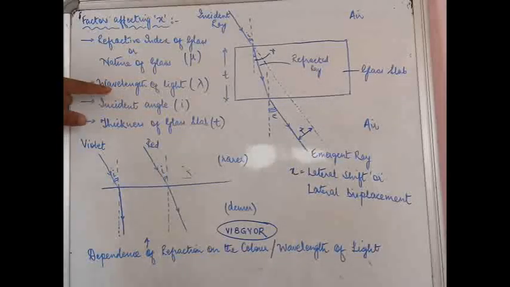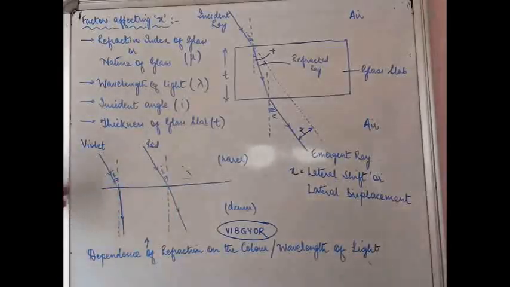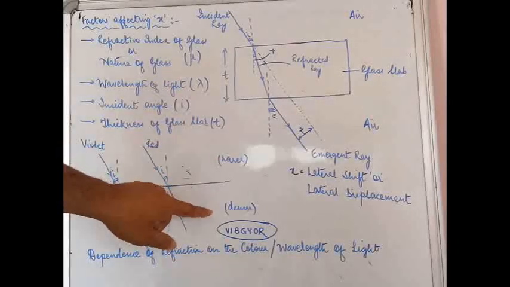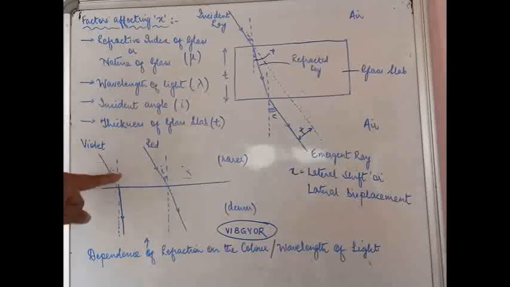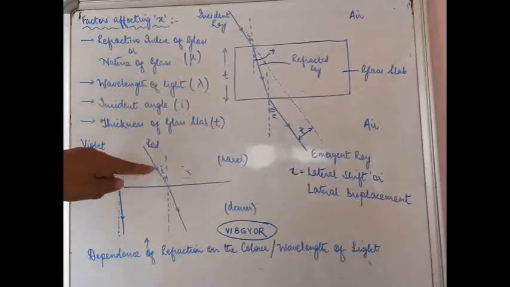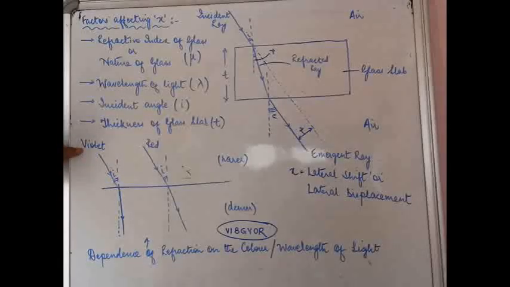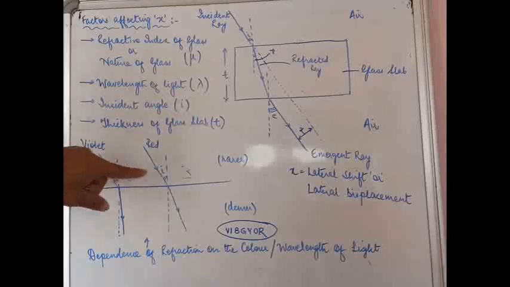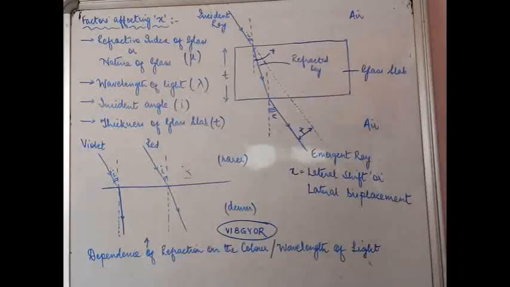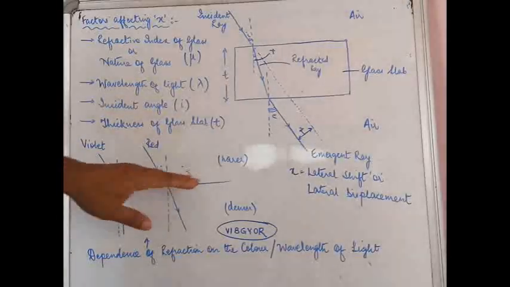Now coming down to the wavelength of light, which is lambda, in detail, you can see there is a diagram that I have drawn over here. I have taken a rarer medium and a denser medium, and I am passing two different colors of light at the same angle of incidence. This is the violet light and this is the red light, and we see that both are falling at an angle of incidence equal to i at the surface of separation.